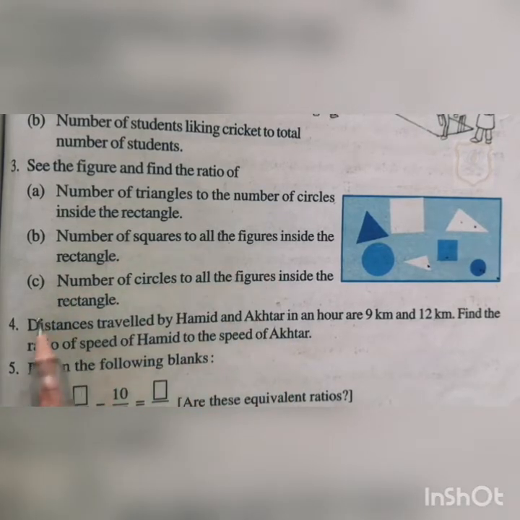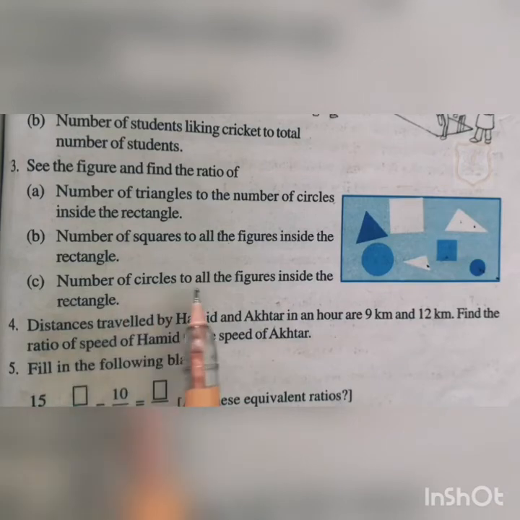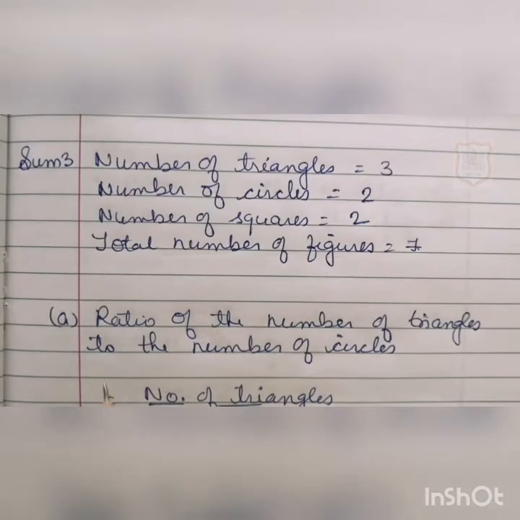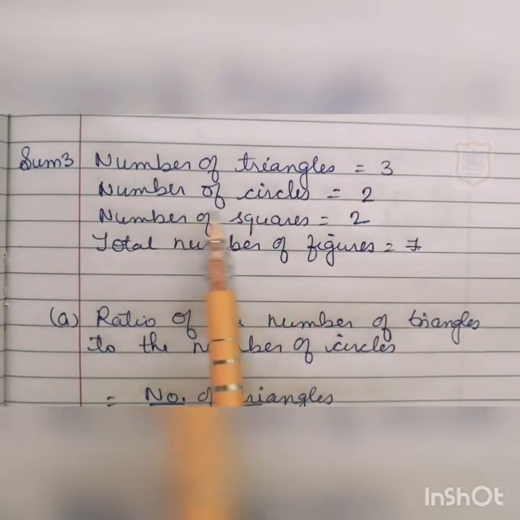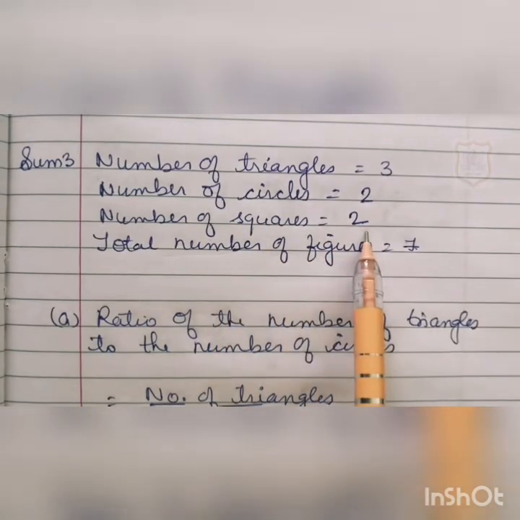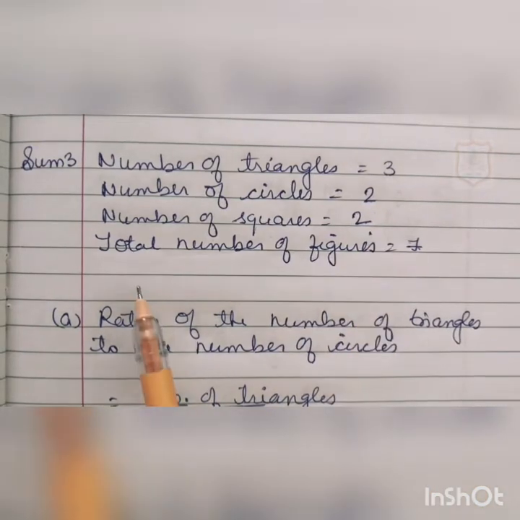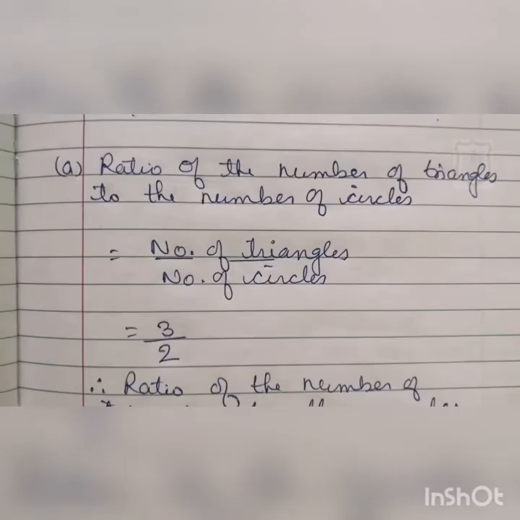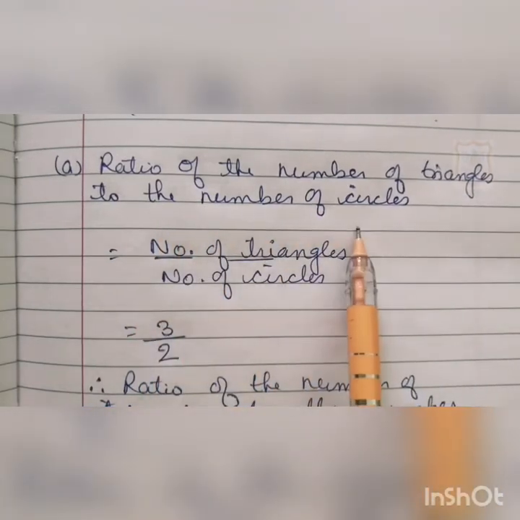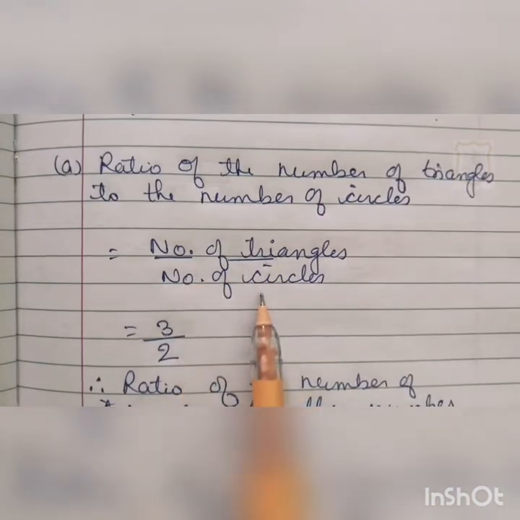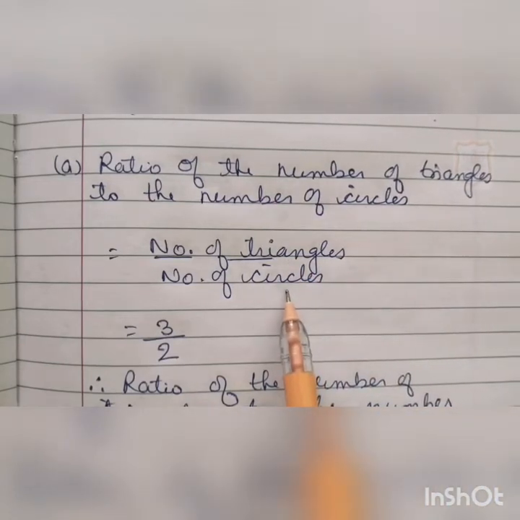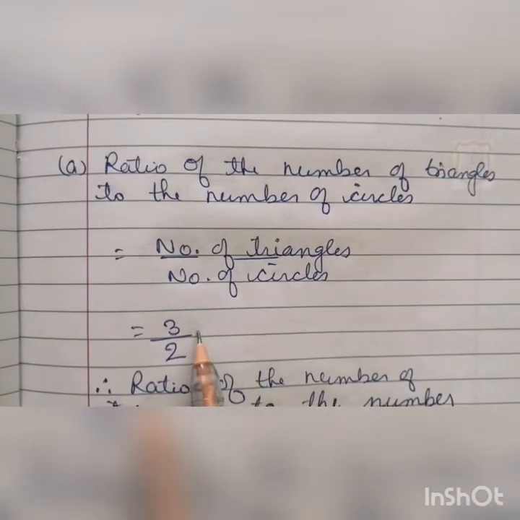So the solution for this is: the number of triangles is equal to 3, the number of circles is 2 and the number of squares is also 2. Now the total number of figures is equal to 3 plus 2 plus 2, that is 7. So we'll write 7. Now A part, the ratio of the number of triangles to the number of circles. Now we know the number of triangles, we'll write on the top and at the bottom we'll write the number of circles. Now triangles are 3 and circles are 2. So we'll write 3 upon 2.